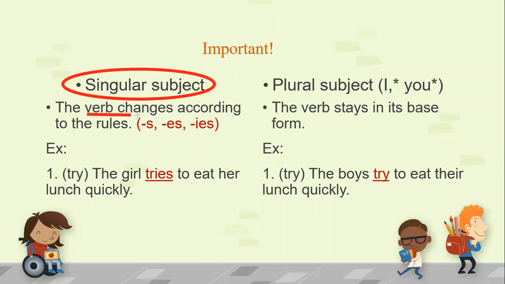So the verb changes according to the rules. That's what you have to find out. Am I just going to add S? Do I have to use rule number 2? Do I have to use rule number 3? And that's what you have to do. So singular subject, the verb changes according to the rules. Let's look at the example.